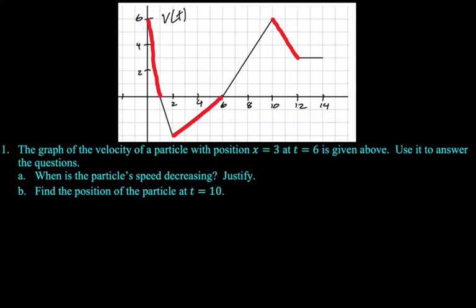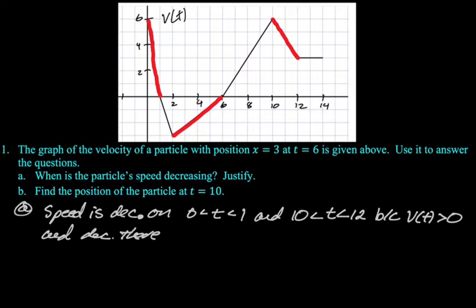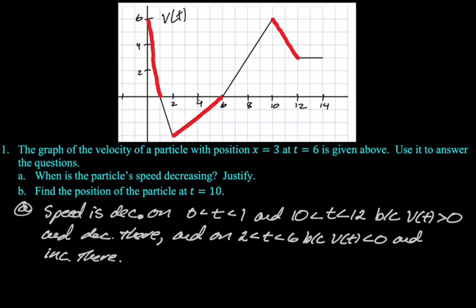So now we just have to write this down. I'm going to say that speed is decreasing on 0 to 1 and on 10 to 12. And my reason for that is that v of t is greater than 0 and v of t is decreasing on those intervals. Then I'm also going to say from 2 to 6, and my reason there will be that v of t is less than 0 and v of t is increasing.